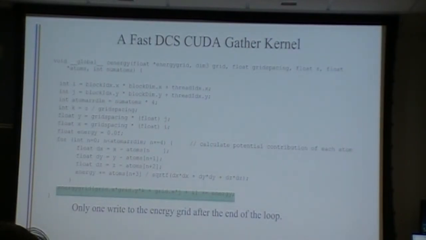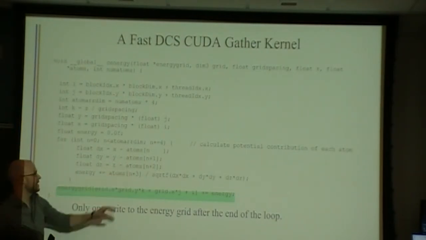One write to the energy grid at the end of the loop. So we only have one thread per grid element, and there's only one write to the grid in each thread. Although they're reading from the atoms.